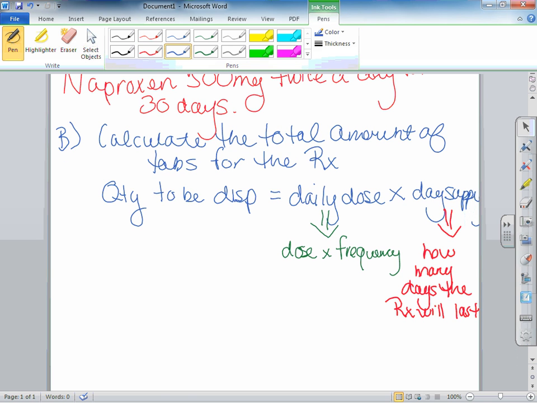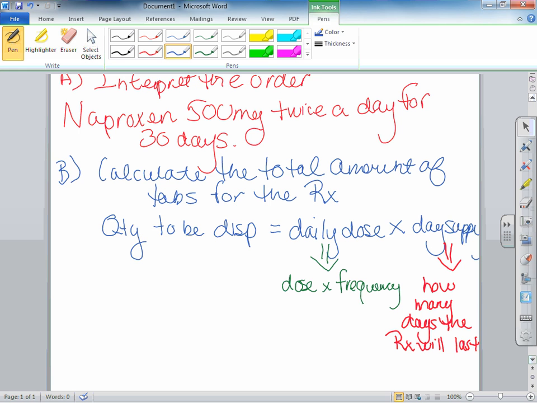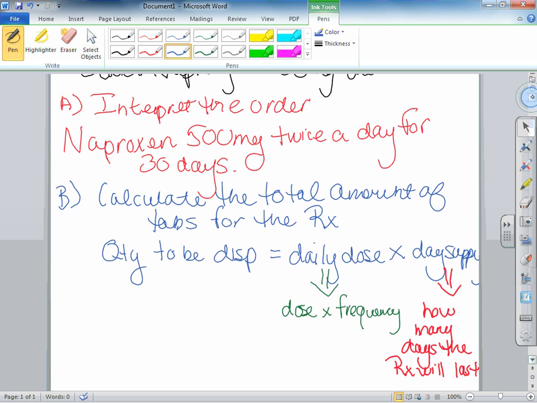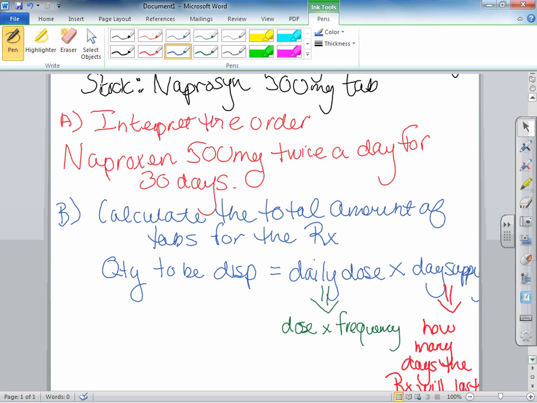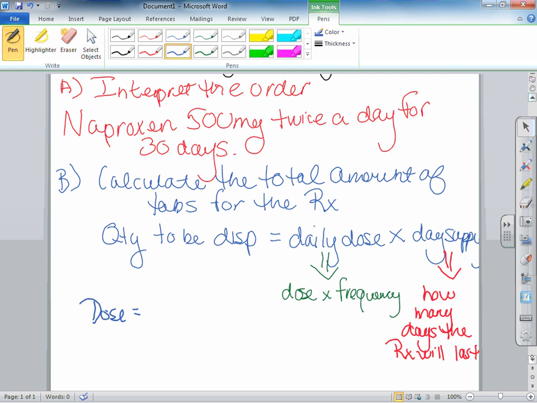So let's calculate this using the information that I've given you. Your daily dose, if you look at the order, the order says for us to take naproxen 500 milligrams twice a day for 30 days. What you have in stock is naproxen 500. So first things first, you're going to calculate the dose by using the formula method or the ratio proportion method, whichever is comfortable to you.